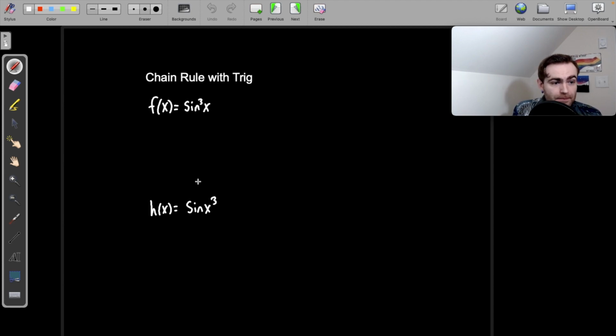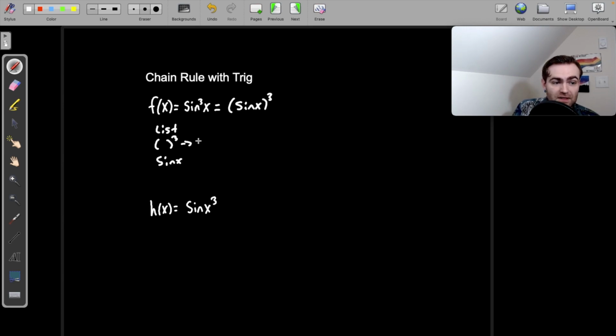So let's look at these two here. These two here are very different, but they look really similar. If I look at this one and identify what's going on, I have sine cubed x. Well, from pre-calc, or maybe your Algebra 2 class, you'll remember that this can be rewritten as sine of x, cubed. That's just a fancier way to write it, so you don't have to add those parentheses all the time. So if we were to list out the functions here, we have something cubed, and then we have sine of x.